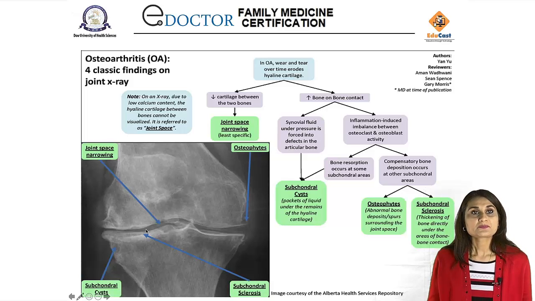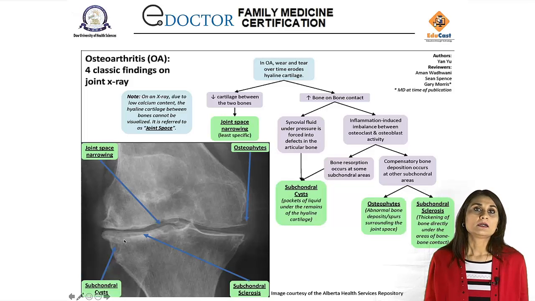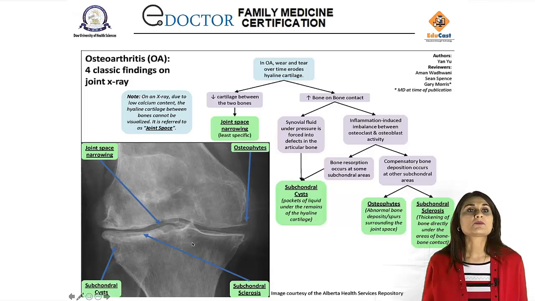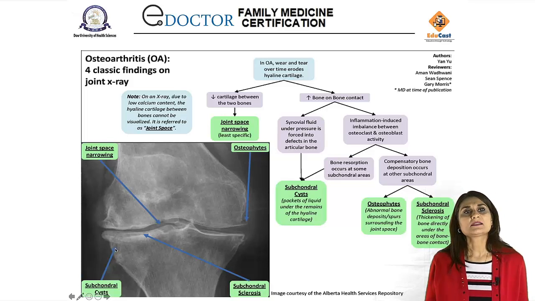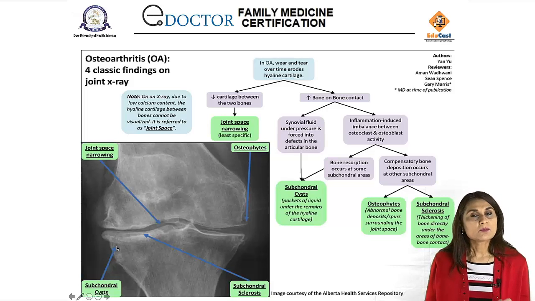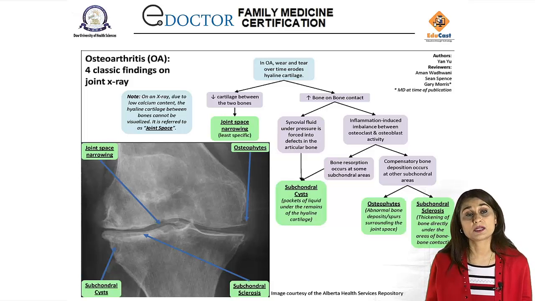So what is happening? Synovial fluid under pressure is forced into the defects in the articular bone. What we see then are pockets of fluid, pockets of liquid under the remains of the hyaline cartilage. Whatever hyaline cartilage remains are there, we see that they made a pocket, and that has fluid in it, and that's your subchondral cyst. If you look closely down there, you will see a dense black shadow, a kind of ball-like thing. That's your subchondral cyst.